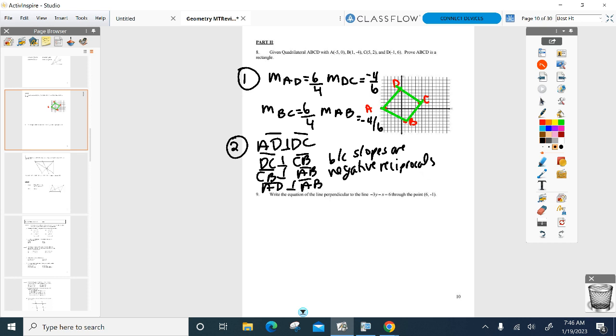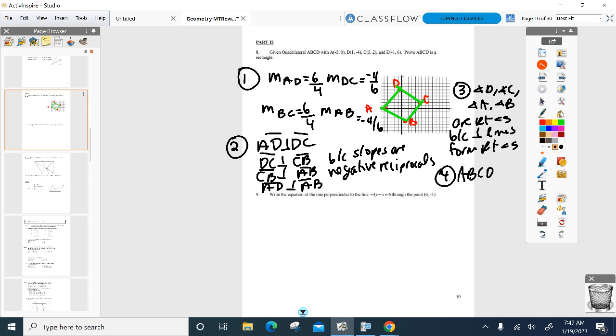And then from here, all right, if they're perpendicular, what do you know about angles D, C, A, and B? Are right angles because perpendicular lines form right angles. And now what do I have? ABCD is a rectangle because it has 4 right angles. That's fine with me.